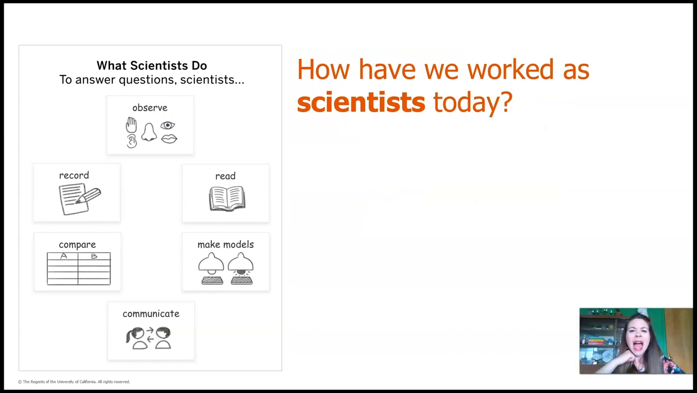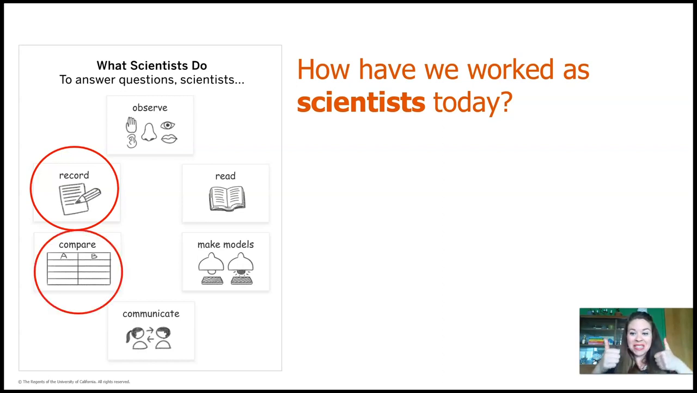Now, to wrap up, how have we worked as scientists today? Scientists do all kinds of things. They don't just do experiments. They observe, meaning they look and hear and smell and see and touch and all of those things. Did we observe today? Not really. Did we record things today? Did we write things down? Yep, we recorded the temperatures in my backyard. Do you remember that? Did we compare today? Yeah, we compared earlier when we compared morning and afternoon temperatures in my backyard. And we also compared the model of the stream to the model that we made with the lamp. So yes, we did compare.